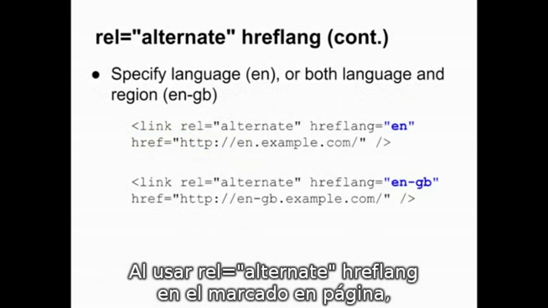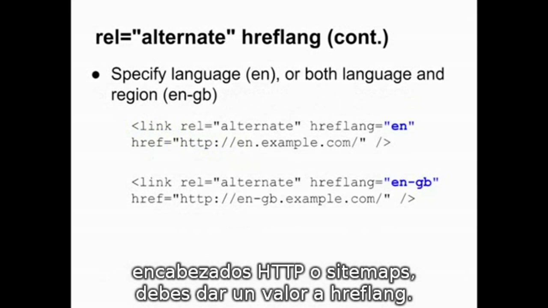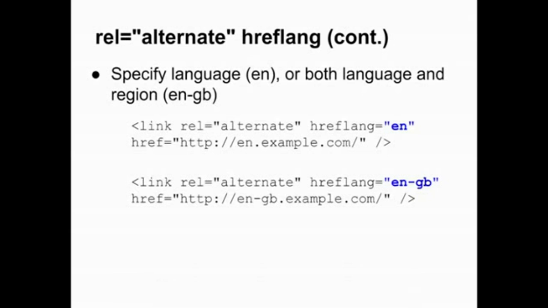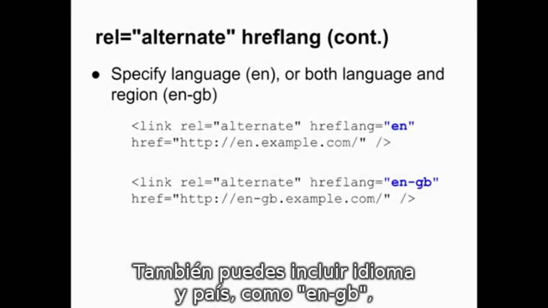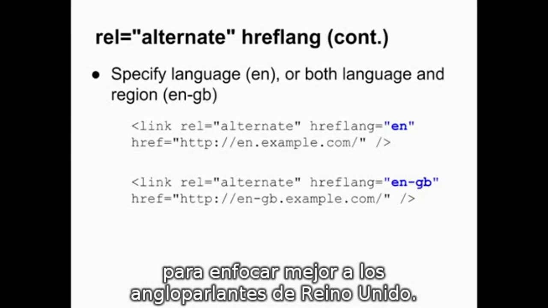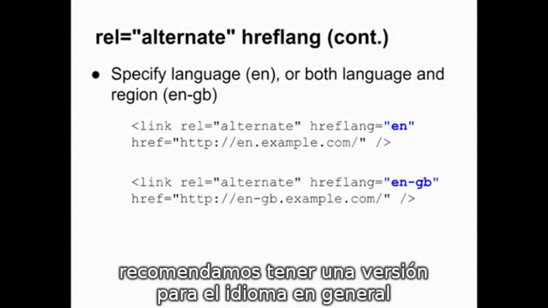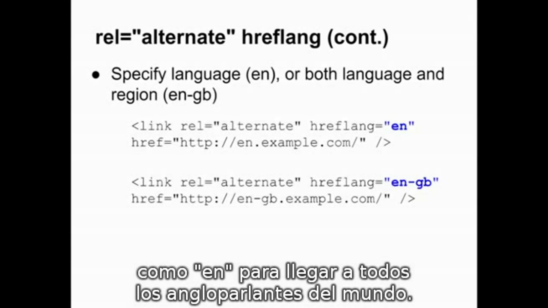Whether you specify rel alternate hreflang in on-page markup, HTTP headers, or a sitemap, you'll include an hreflang value. This value can be a general language like EN for English for all the English users worldwide. Additionally, you can include both language and country, such as EN-GB, to better target English speakers in the UK. If you choose to create a country-based language variation, such as EN-GB, we recommend also having a general language version, like EN, to appeal to English speakers worldwide.